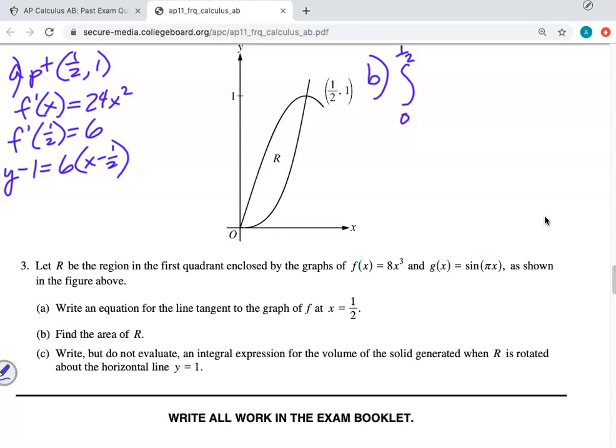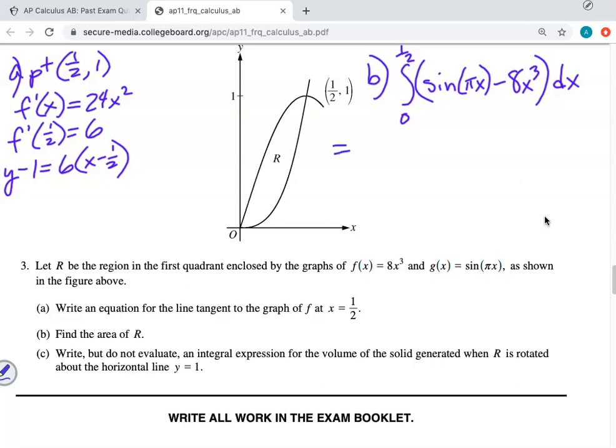Top minus bottom. Top minus bottom. So you have two functions, 8x cubed and sine of pi x. Which one is on top? The sine of pi x. So this is sine of pi x minus 8x cubed. Okay, top minus bottom. Is that okay? I see discussion going on. They're good? Okay, good.